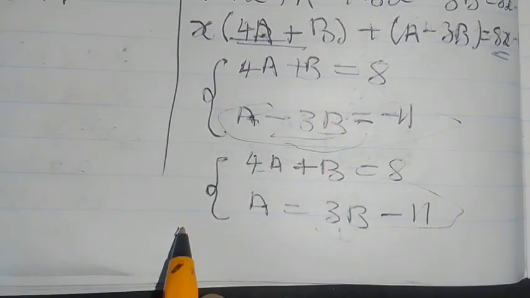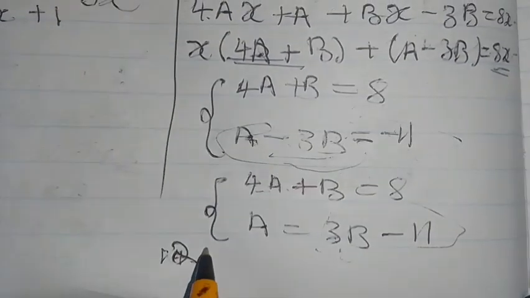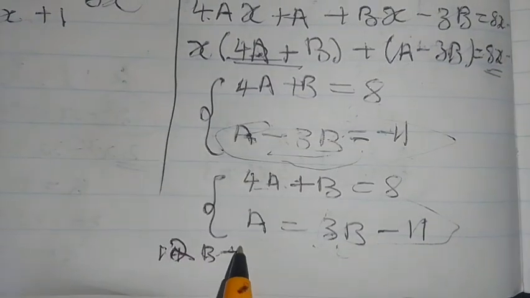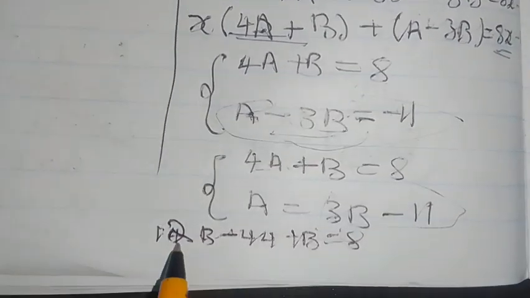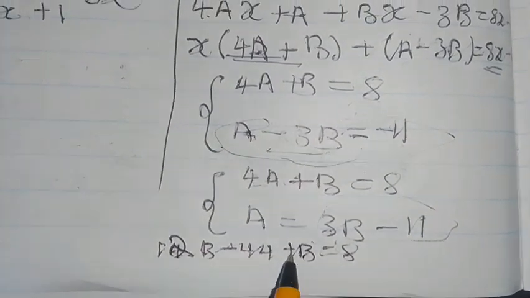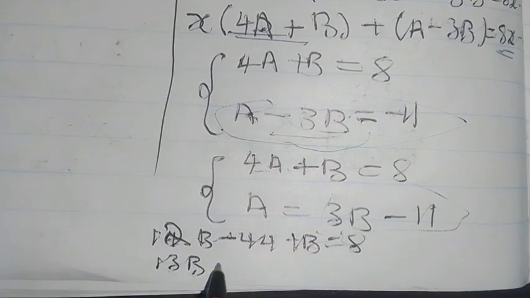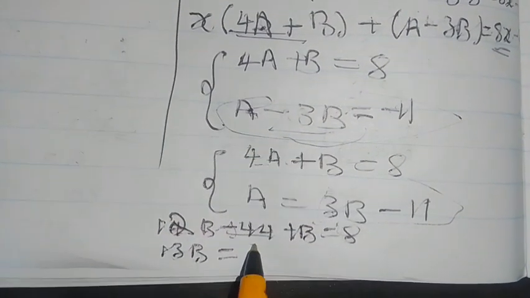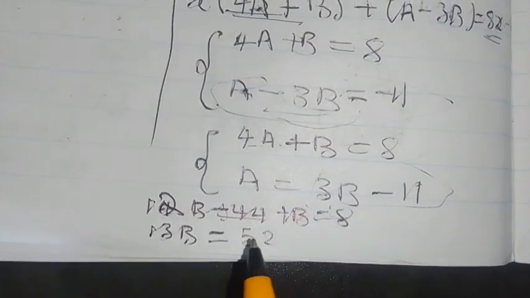So you'll have 4 times a. 4 by 3 is 12, right? So you'll have 12b minus 4 by 11, which is going to be 44. Then you add b, and you're going to get 8. So what this means is that 12b plus b gives you 13b. You take minus 44 to the other side, you're going to have 52. So what's 52 divided by 13?